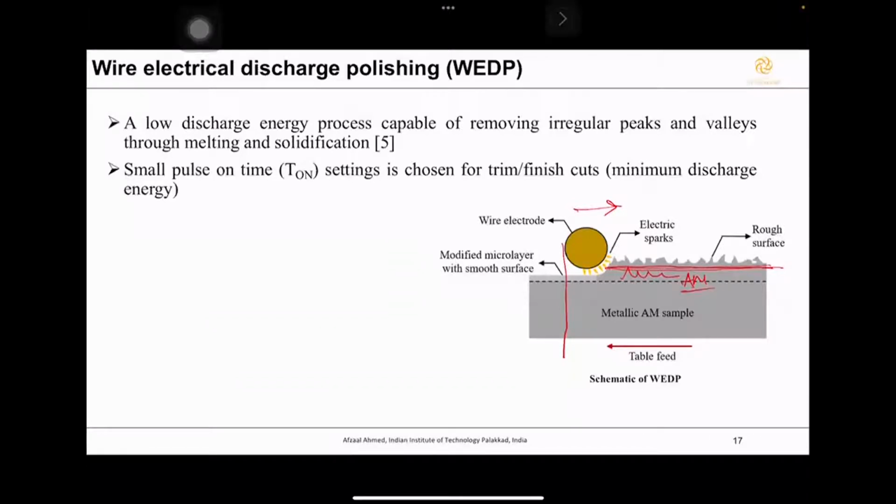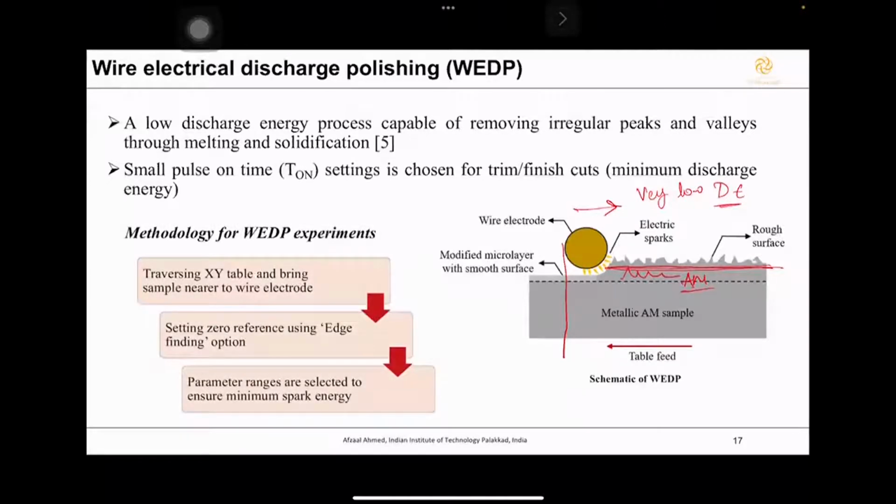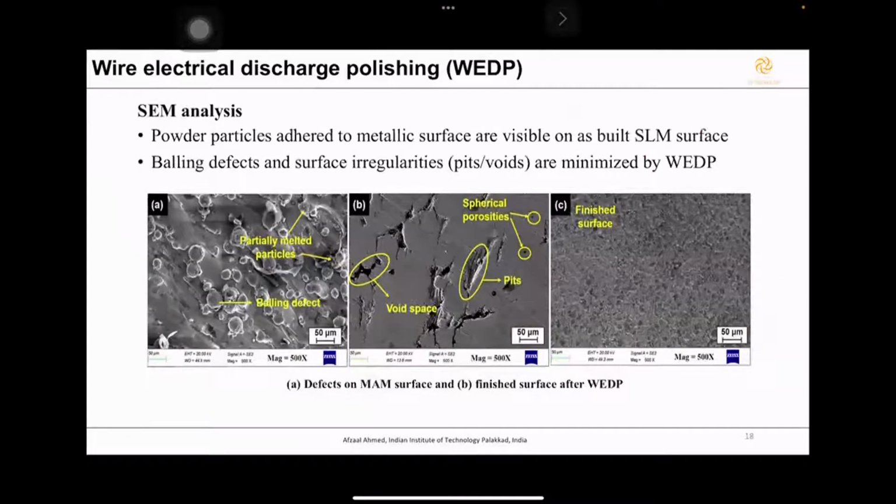And the important thing here is we use very low discharge energy. Okay, so the amount of thermal residual stresses imparted to the final job is much lesser compared to a laser polished specimen. And these are the basic methodology, which I'm not explaining. You can see it here, the steps involved to set up the whole process for wire electrical discharge polishing. Now, if you see here, these are the experiments done in our lab at IIT Palakkad.